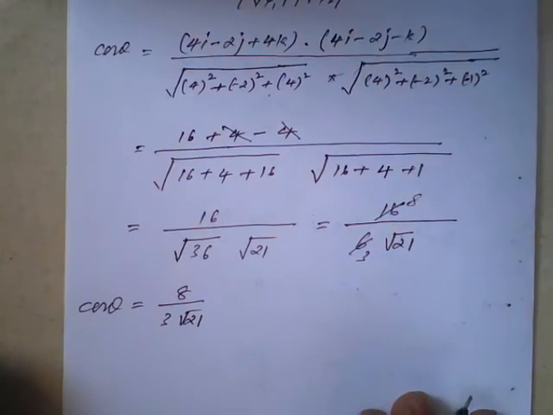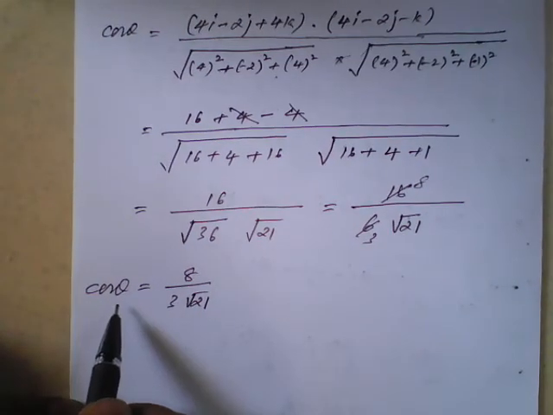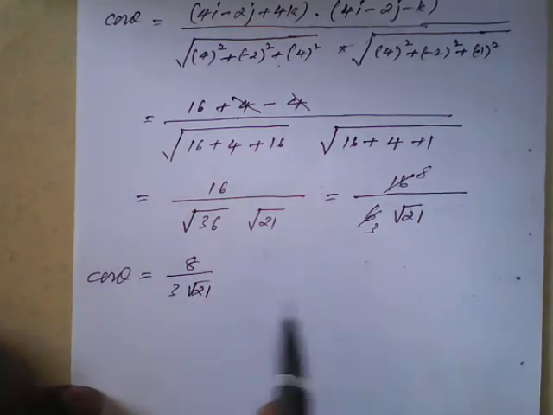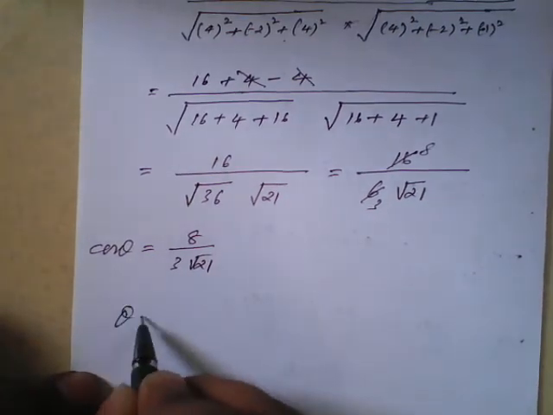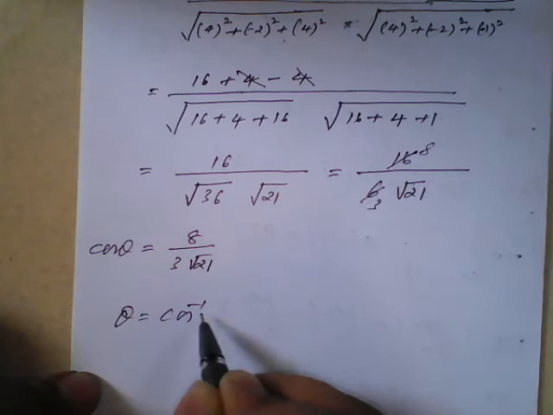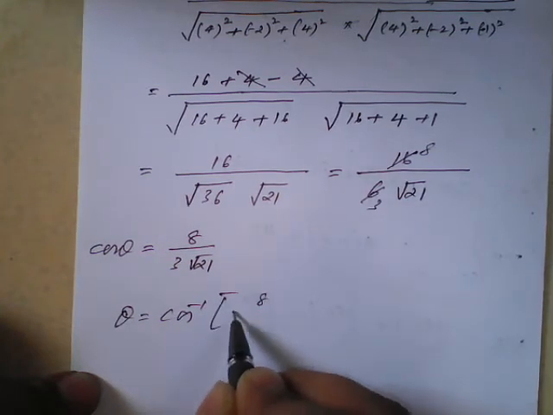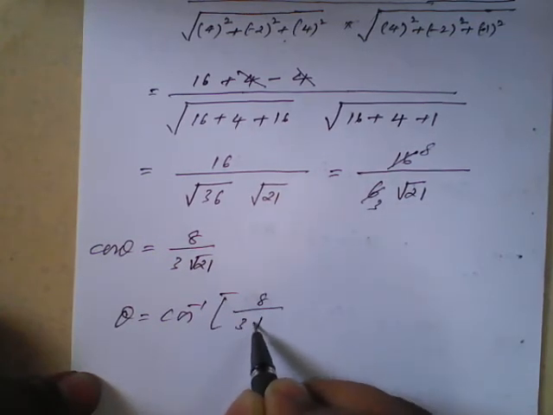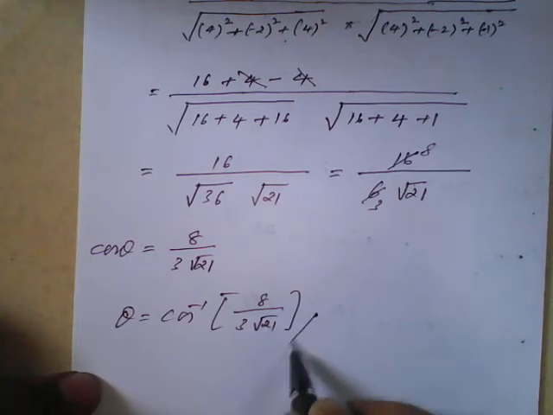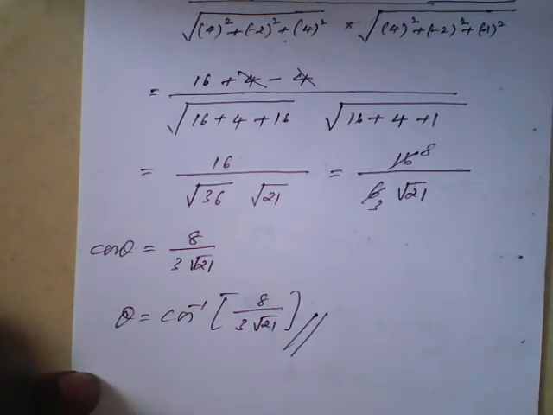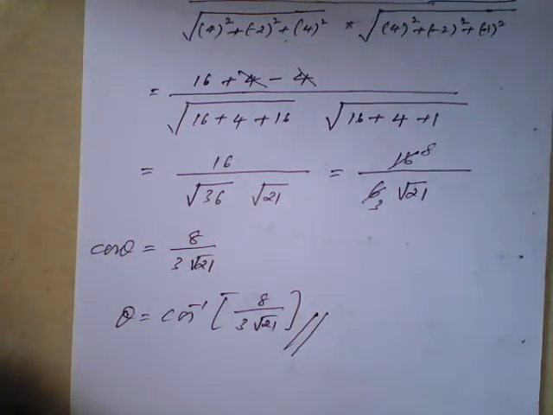They have said to find the angle. Angle means here angle is theta. So you shift the cos to the right hand side. So theta is equal to cos inverse of 8 divided by 3 root 21. So this is the angle between the given two normals. So in this way we have to solve the examples here.